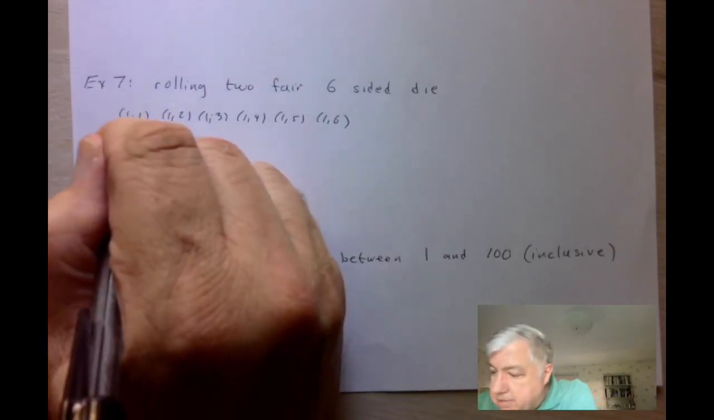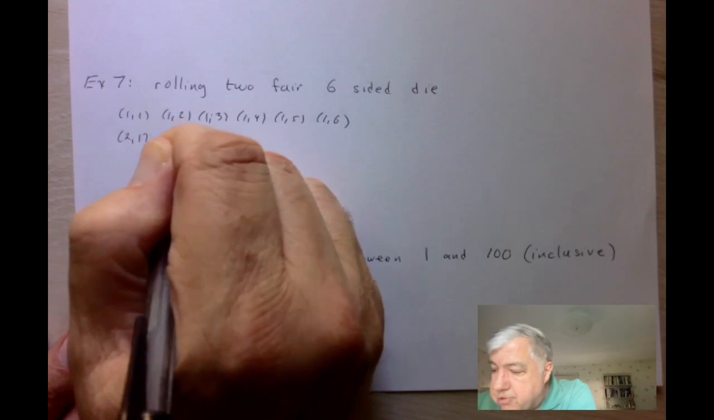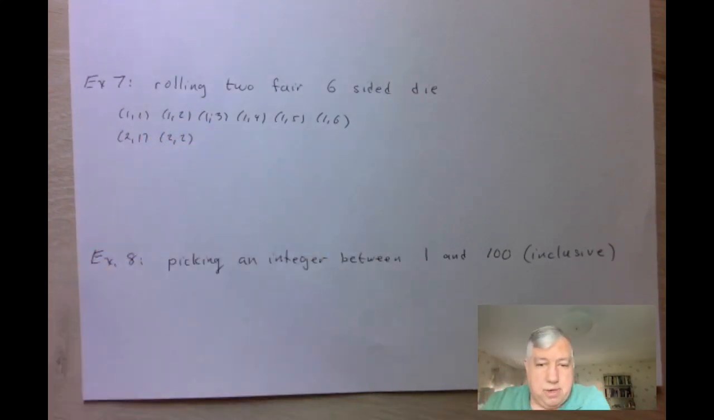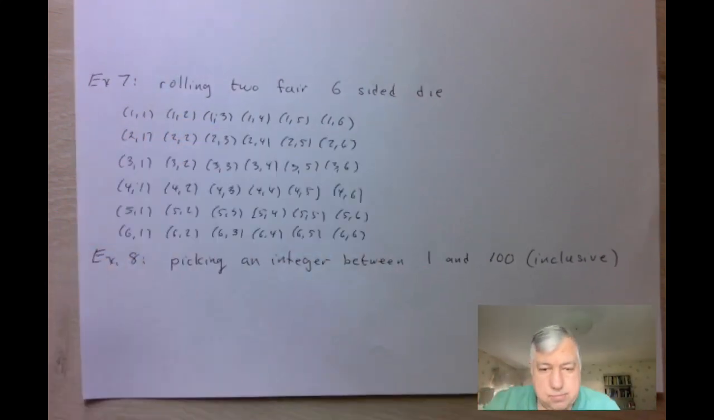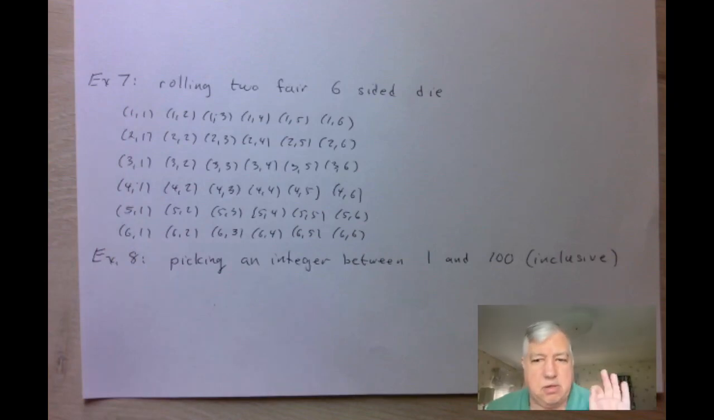Okay, and then we could continue and write all these others. We'd have 2,1, 2,2, and so on. And okay, so here they are. If you want to write these all down by yourself, you can of course pause the video. But you can see that there are exactly 36 outcomes. Okay, we consider one ordered pair as a single outcome, right?